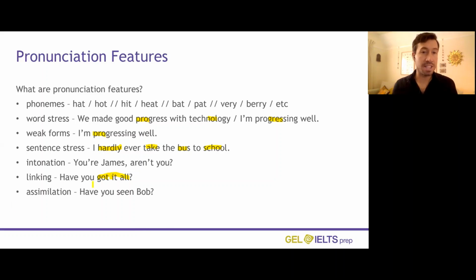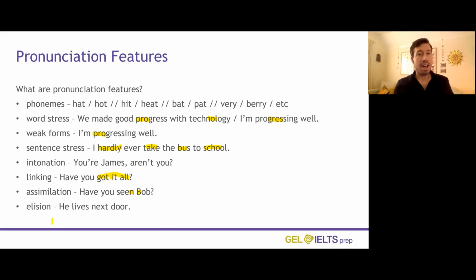Another one we have is assimilation. It's this bit here where you say, have you seen Bob? Is where one of the sounds changes because of another sound that comes after it. So here we've got the B in Bob and the N in seen. Now, normally when I say the word seen, it's an N sound. But when it's followed by a B, it changes to an M sound. So have you seen Bob? If I say it quickly, it would be have you seem Bob? So it changes from an N to an M. And this we call assimilation.